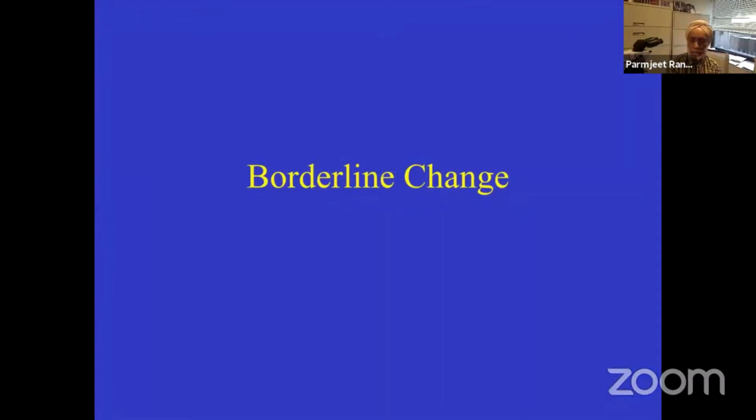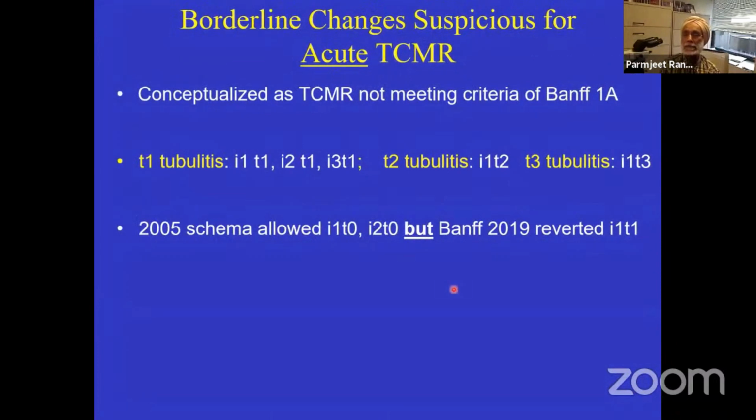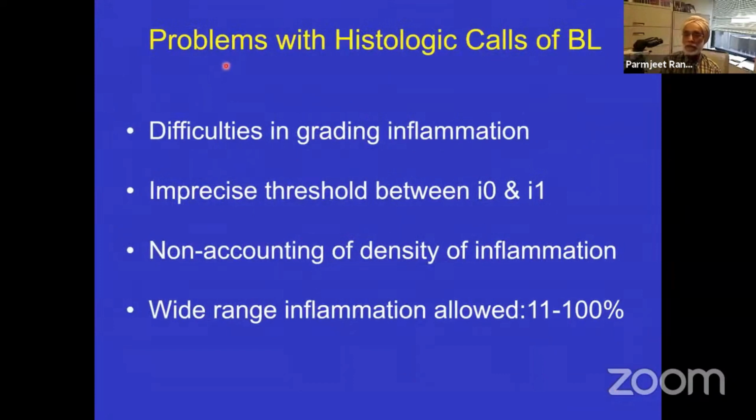Let's move to borderline change. As you know, this is very briefly stated TCMR, which does not meet the criteria of BANFF 1A. So I will leave it at that for simplicity. There are problems with these calls. There's difficulty in grading inflammation, especially there's an imprecise threshold between what's I0, what's I1. There's no attempt to make a case for how dense the inflammation is, and a very wide range of inflammation from 11% to 100% can fit into a diagnosis of borderline. It's very, very heterogeneous.